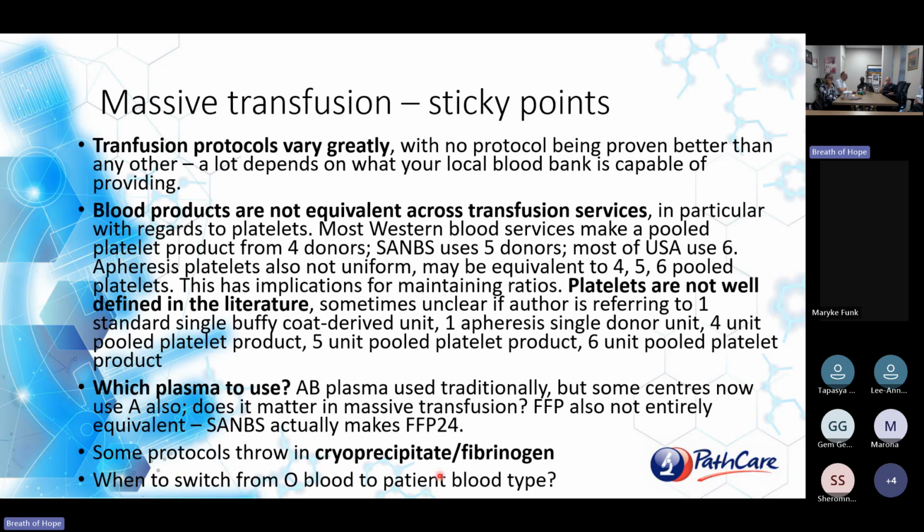Some protocols throw in cryoprecipitate fibrinogen. The role of these is not clear in massive transfusion. And when do you switch from the O blood that you're transfusing back to the patient's blood type? Because usually in a massive transfusion, if you have a massive transfusion protocol, they will quickly send you a pack of O blood because it's much faster just to give O blood rather than wait for the ABO typing. At some point, do you switch? Once you have the patient's blood type, do you then switch to the patient's blood type, or do you need to carry on with the O blood because you've essentially converted the patient to O blood type after a massive transfusion? That is a question that has not been adequately answered.